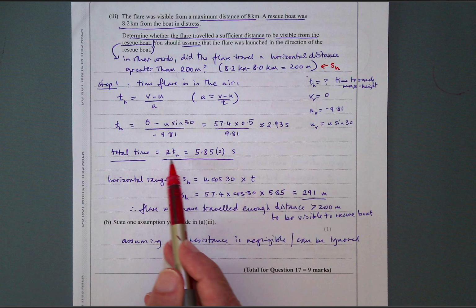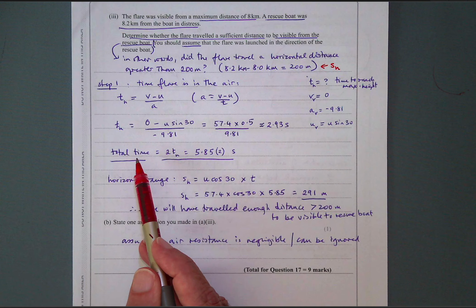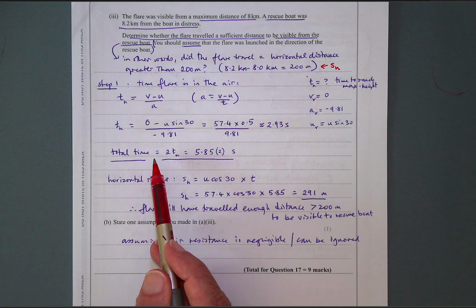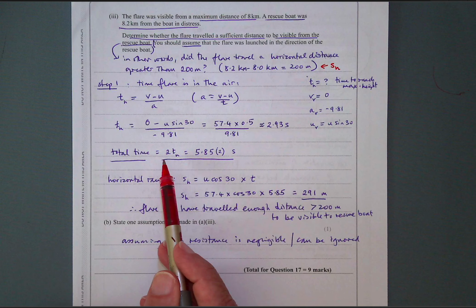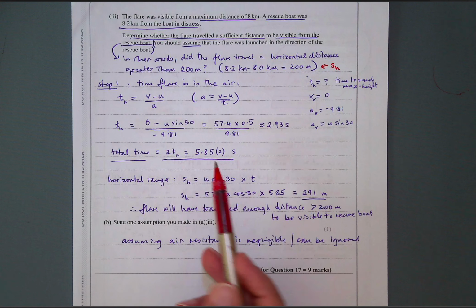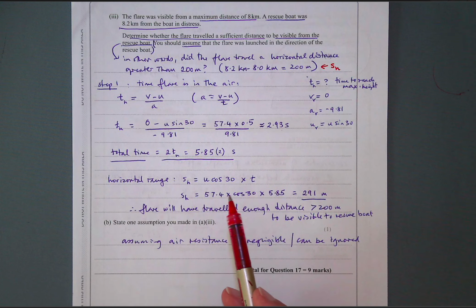If you do it more accurately, that means the total time in the air is twice that time, because it takes the same amount of time to come down as it took to go up. So the answer is about 5.852. Okay, so that's the total time that it's in flight.